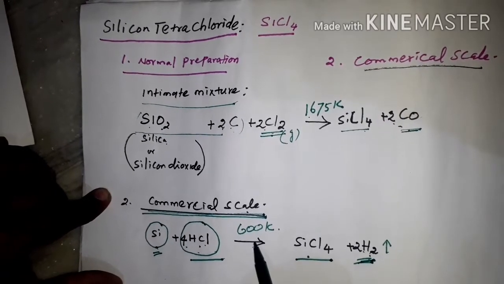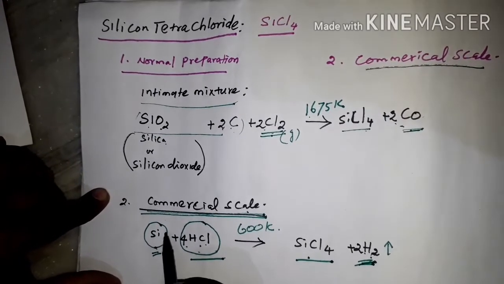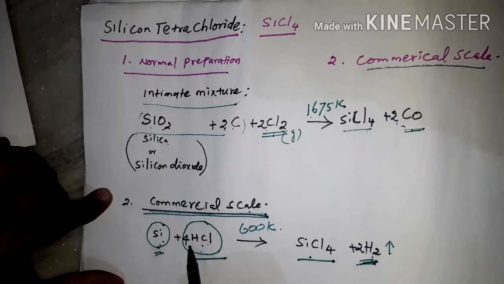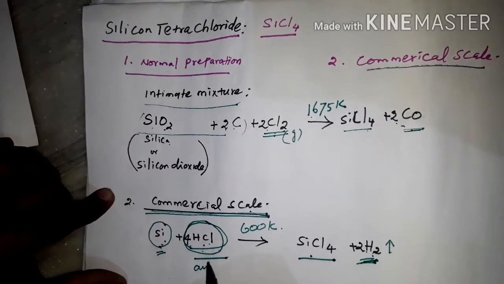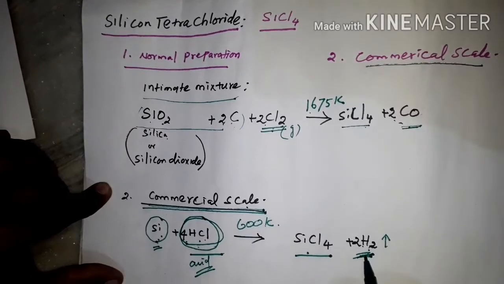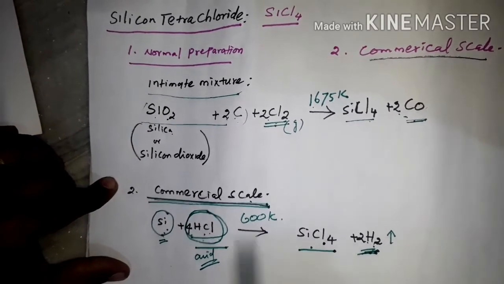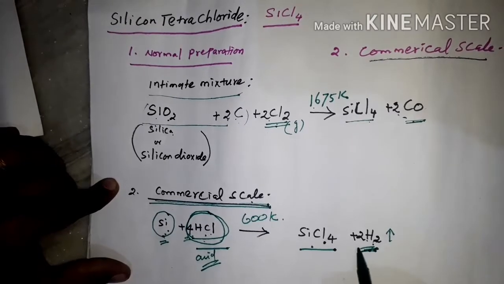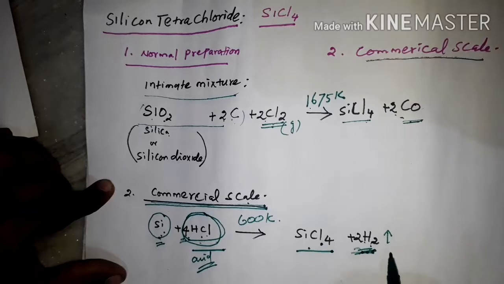The temperature must be above 600 Kelvin. Whenever silicon, an element, reacts with hydrogen chloride, which is almost like an acid, we get hydrogen gas and also silicon tetrachloride. So balance the equation. Here we are getting 4, here we are getting 2. So finally this reaction is balanced.